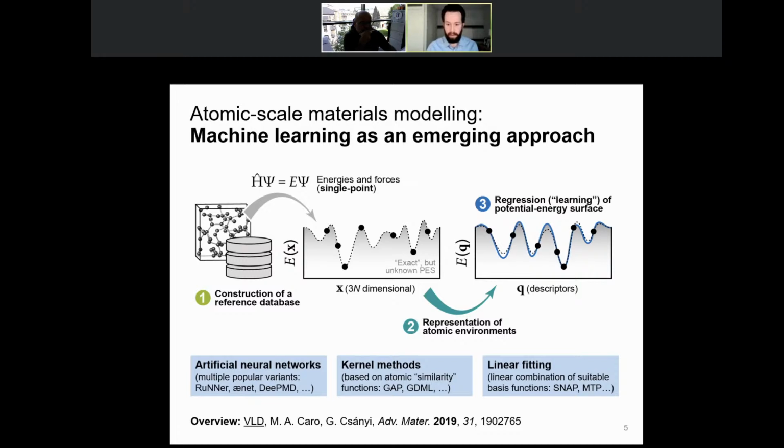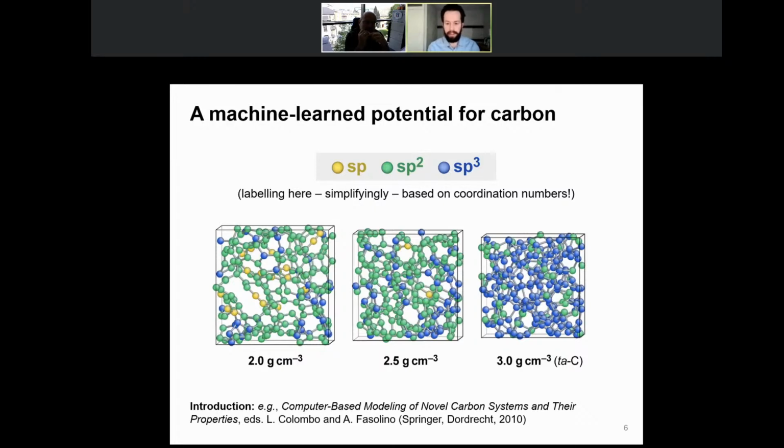So I'm going to talk a bit about the GAP methodology that was developed by Gabor-Gianni and his group at Cambridge, where I held 2 consecutive fellowships over the recent years, and we've been working a lot on using these methods for materials problems. So here's one of the problems that I find quite exciting.